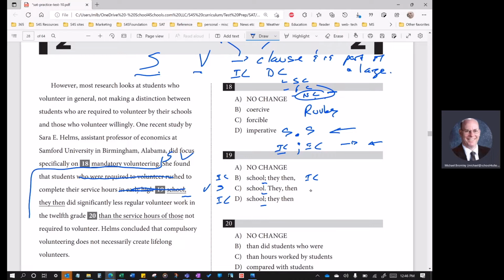I need to have an independent clause here. I need to have a sentence here. I need to have an independent clause here. This is working on rule 1. All right, and then I have my break. They then did, subject, verb, that works. So I can't eliminate any of those based upon that.